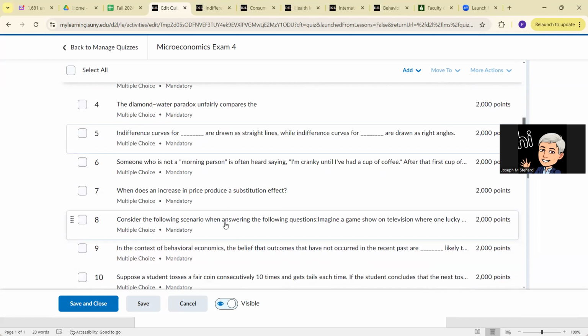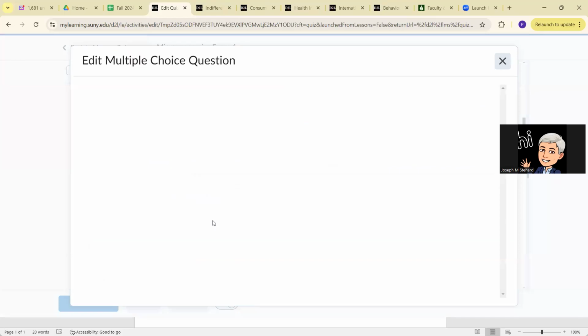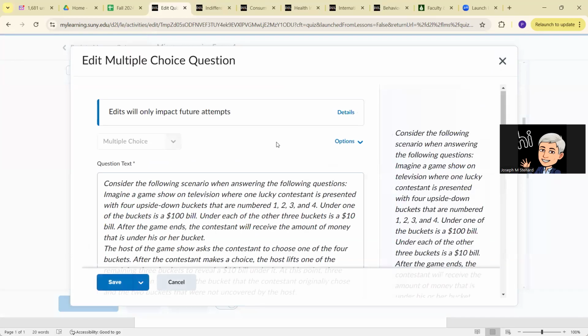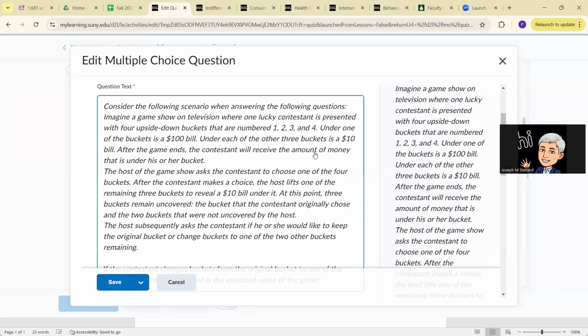Question eight, consider the following scenario when answering the following questions. Imagine a game show. Oh, yeah, you'll be able to do that. This one is actually kind of we ought to get into it because there's some math involved. So consider the following scenario: imagine a game show on television where one lucky contestant is presented with four upside down buckets. These buckets are numbered 1, 2, 3, and 4. Under one of the buckets is a $100 bill. Under each of the other three buckets is a $10 bill.